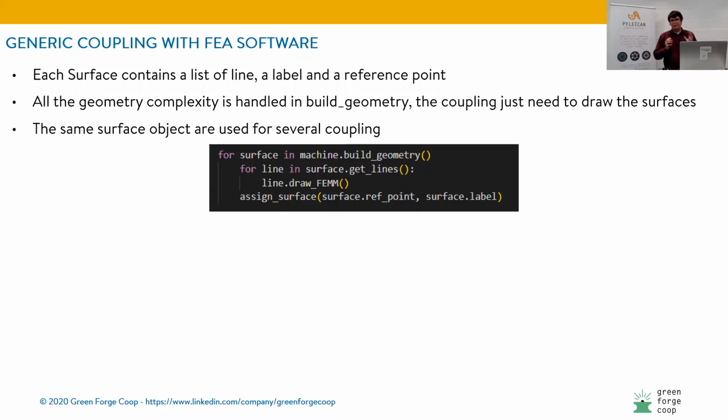And what is very important is that as long as your coupling calls build geometry, everyone that adds a new slot, a new lamination, notches, uneven bore, and so on, you will benefit from it in your coupling. And again, if you want to create a new coupling in Pyleecan, you can just call build geometry and all the complexity will be done.